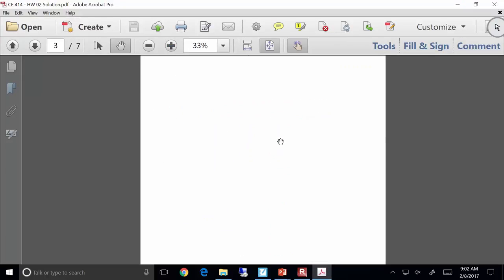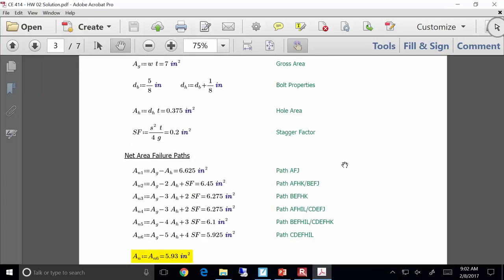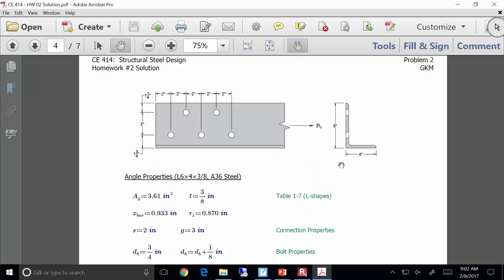So here's problem 1. I think the problem was pretty easy. As you went through and started checking net paths, you probably found that there was a pattern. More holes ended up yielding less net area. So the one that governed was that really long one. What was it, like C, D, E, F, H, I, L? So that's the one that ended up governing. Got a net area of about 5.93.